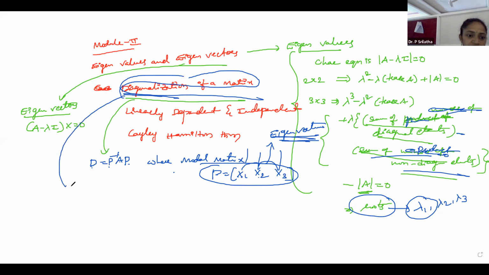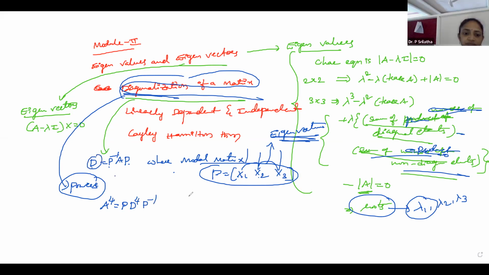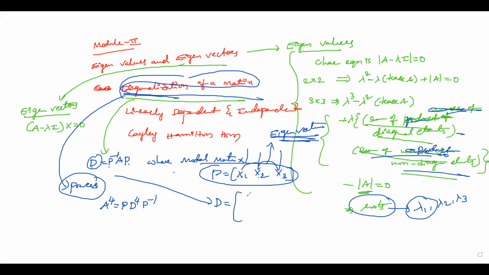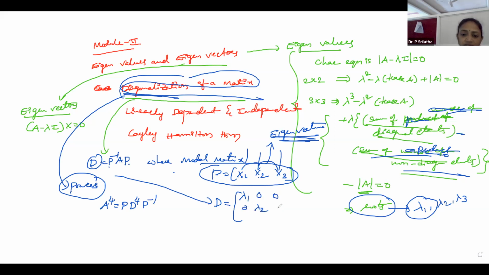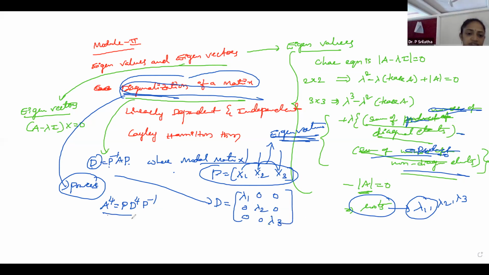We have to find the powers also. So how to find the powers? If you want to find A power 4, what is the formula? A power 4 equals P into D power 4 into P inverse. D is nothing but, if it is a 3 by 3 matrix, D equal to diagonal matrix of lambda 1, 0, 0; 0, lambda 2, 0; 0, 0, lambda 3, the eigenvalues. Okay, so this is the diagonalization of a matrix. Now coming to linearly dependent and independent.